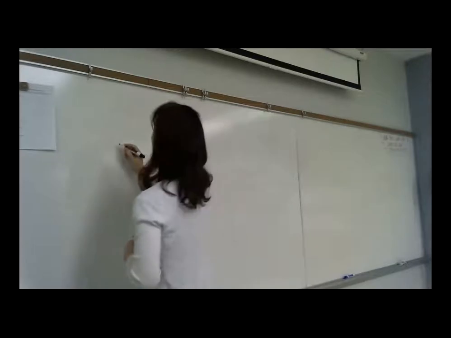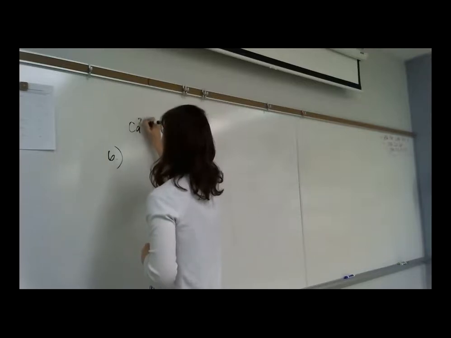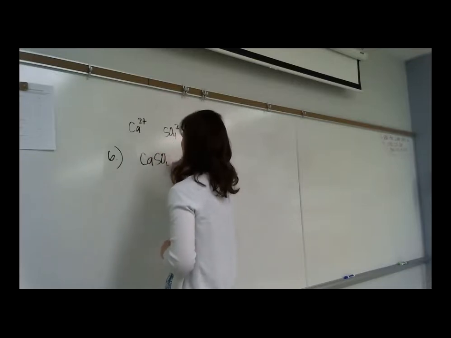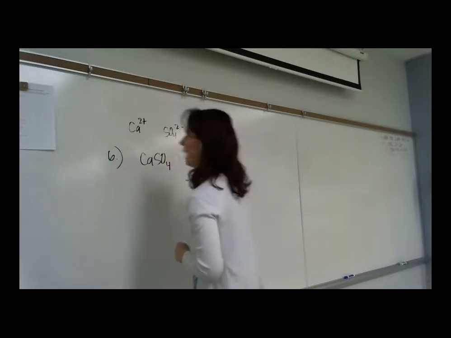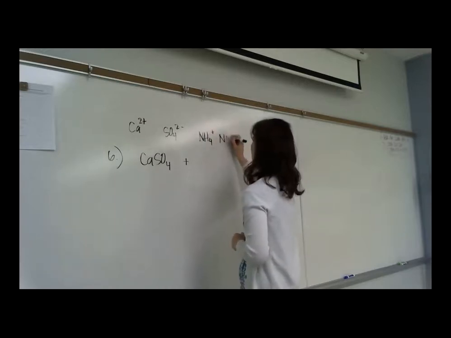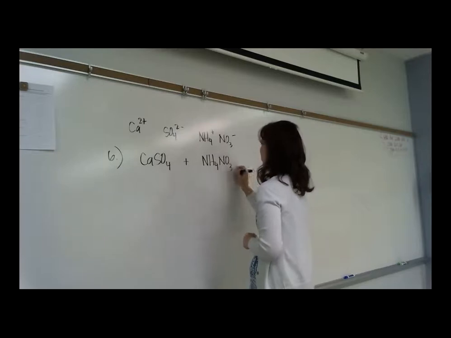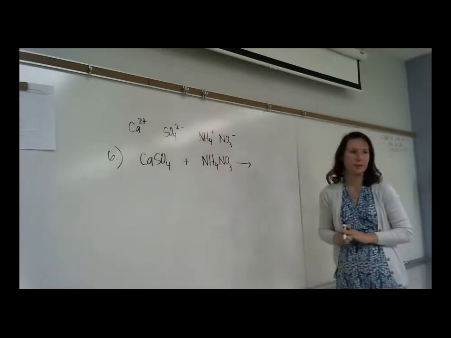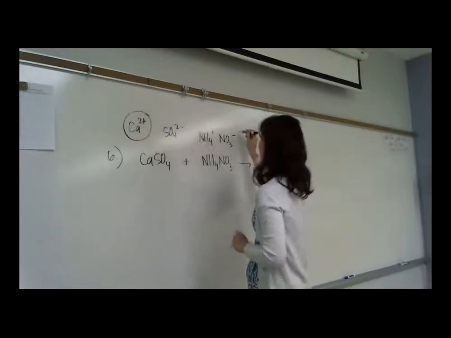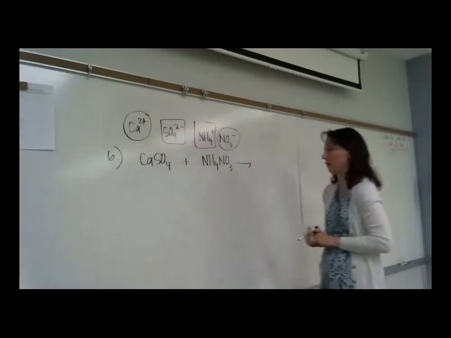I should probably give myself more room. Calcium sulfate, so Ca2 plus, SO4 2 minus, so that's CaSO4. And ammonium nitrate, so that's NH4 plus, and nitrate is NO3 minus, so that's NH4NO3. What kind of reaction is this? It's double displacement as well, right? So that means calcium and nitrate are going to get together, and sulfate and ammonium are going to get together.